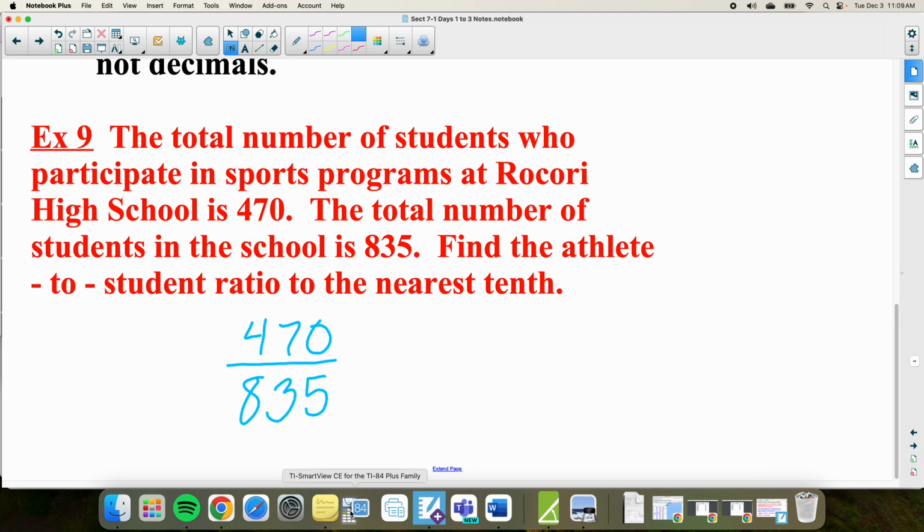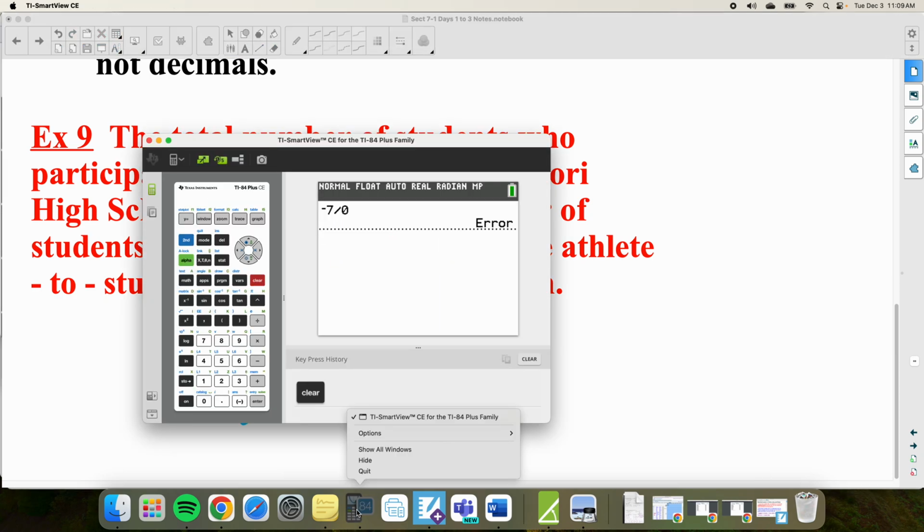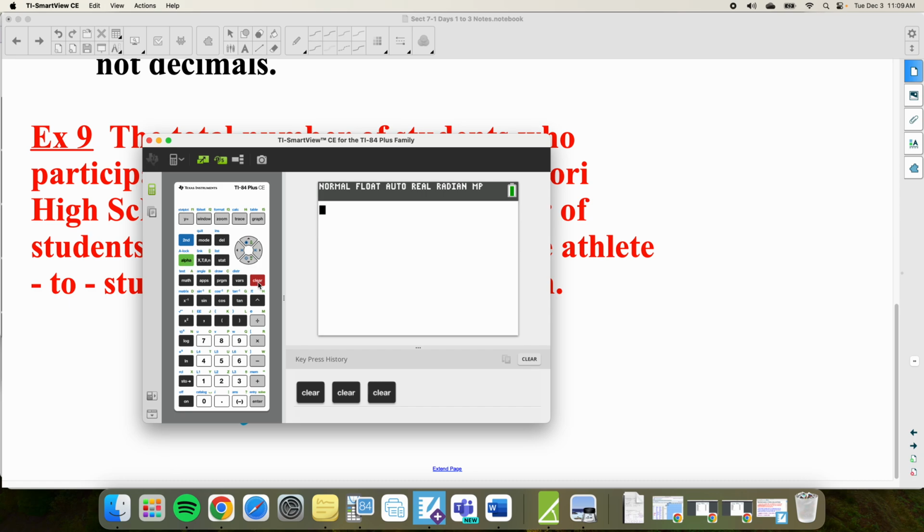So if you guys take out your calculators, and I believe this only works on a Texas Instrument. I'm not sure about the Casio.